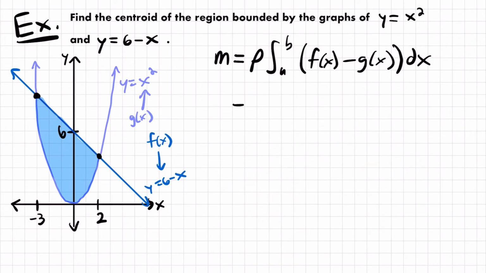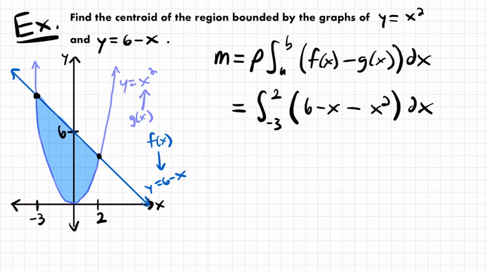We will have that the mass is equal to the density. Now in this case, we're working with a region, and so we are allowed to assume that that density is just equal to 1, and so we can ignore that. We're just multiplying 1 by the area, and so then we will have the integral from negative 3 to 2, right? Those are the values of x that our region lies between, of f of x, which is 6 minus x, minus g of x, which is x squared, times dx.